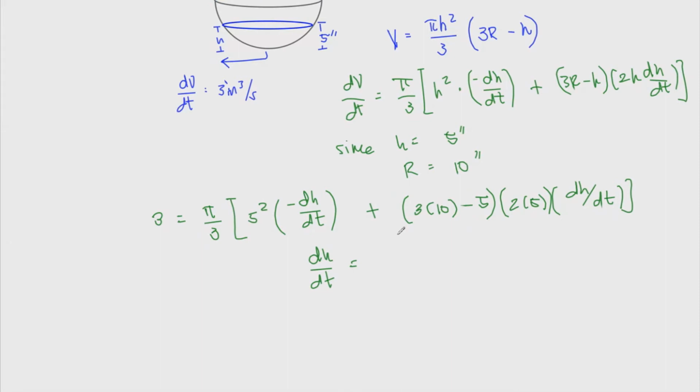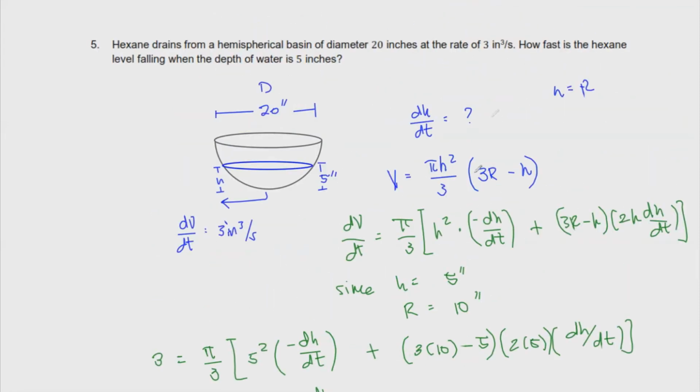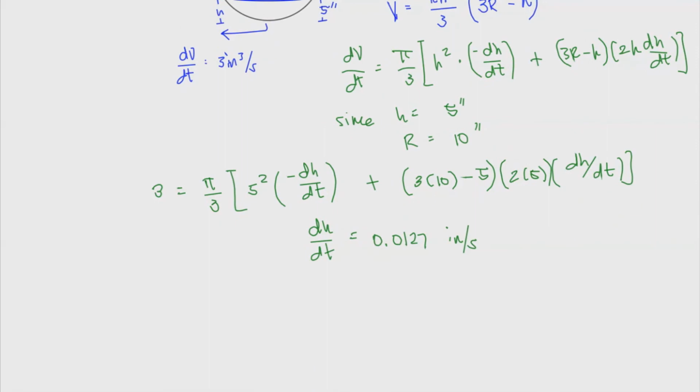Upon computing for that, the answer is equal to 0.0127 inches per second. Okay? So this is our answer. It's fairly simple to solve once we know the formula.